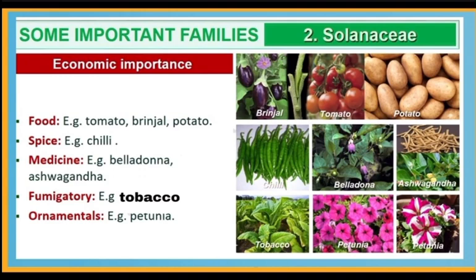Some economically important plants of the Solanaceae family are tomato, brinjal and potato, which are used as food. Chili is a spice. Belladonna and ashwagandha are medicinal plants. Tobacco is fumigatory. Petunia is an ornamental plant of the family Solanaceae.